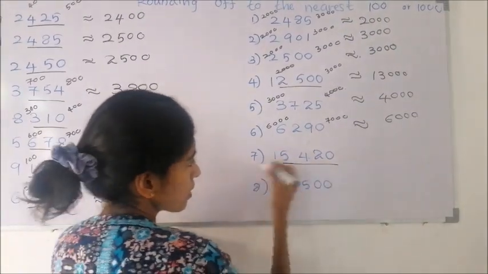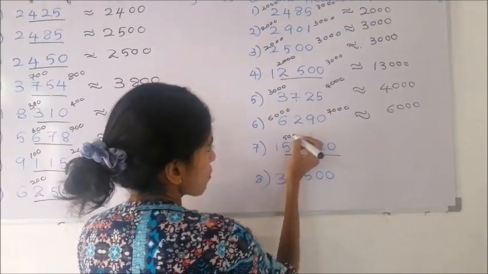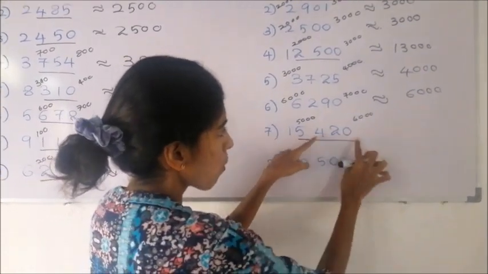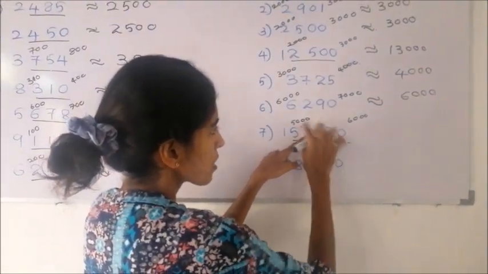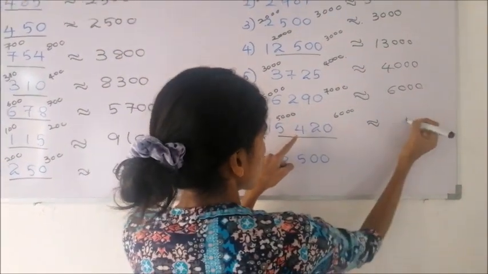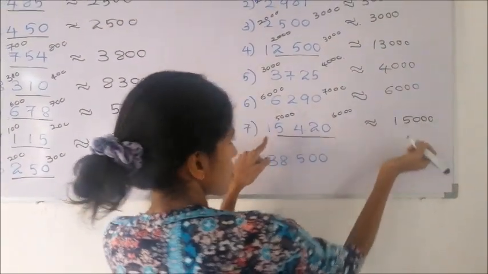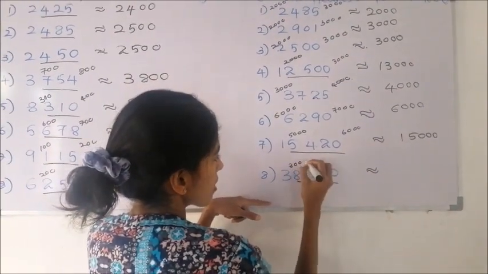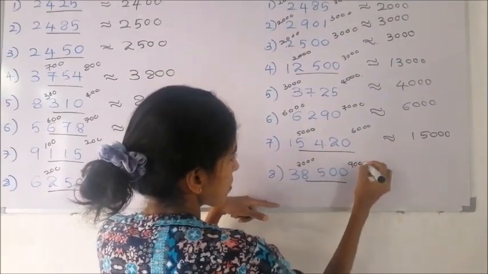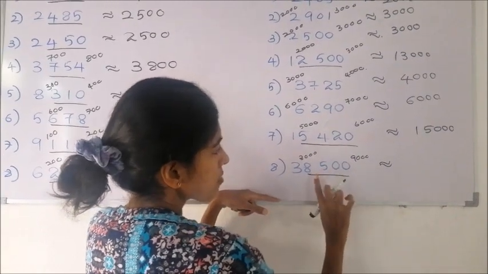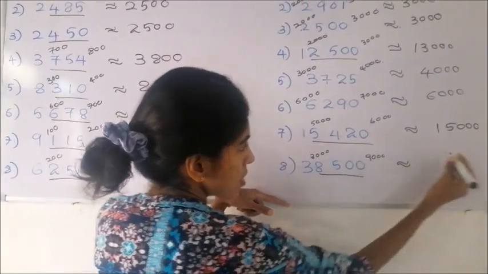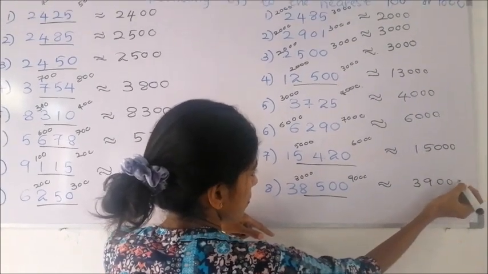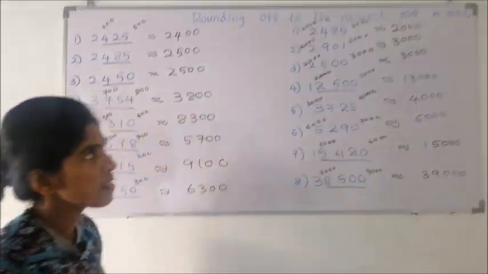Next, go to the 1000 value between 5000 and 6000. When we consider 5420, it's closer to 5000, but here one is also there. Next, 8500 is in between 8000 and 9000, in the middle of 8000 and 9000. It's the correct middle number, so 39,000. Right, these are the answers.